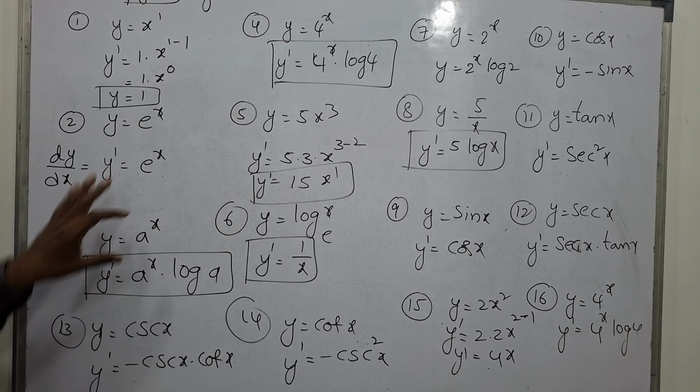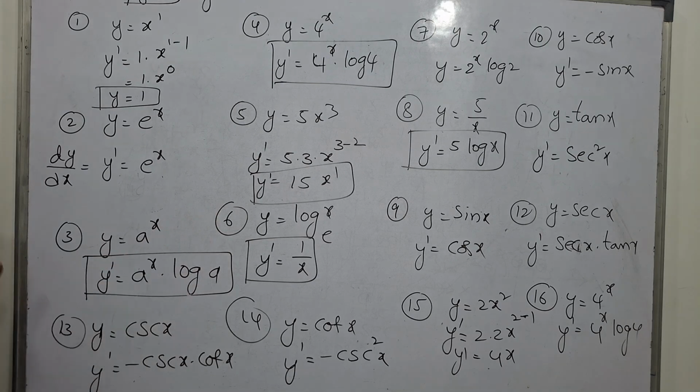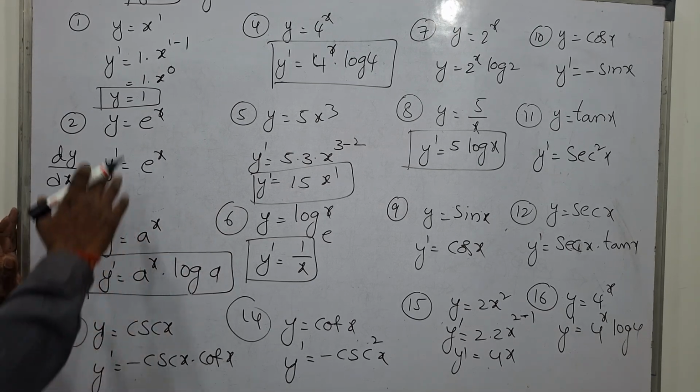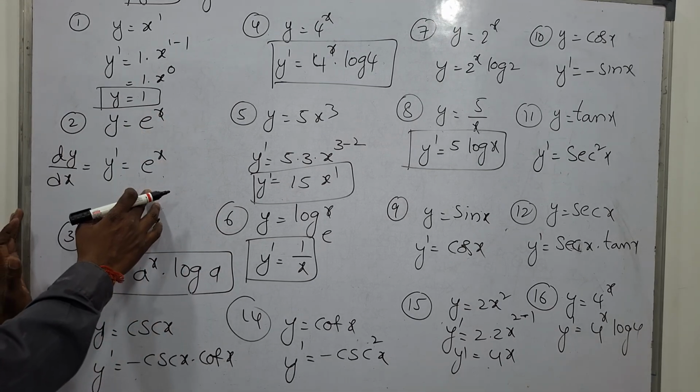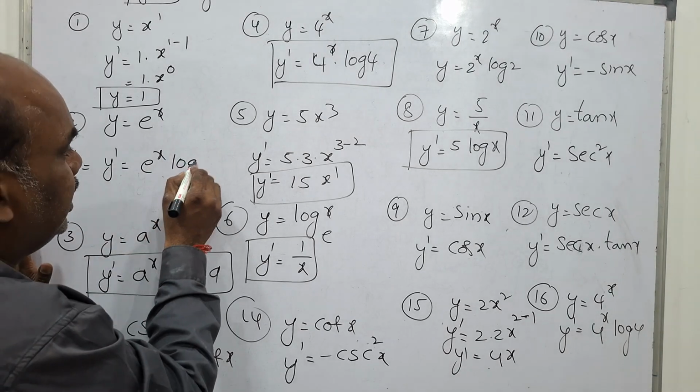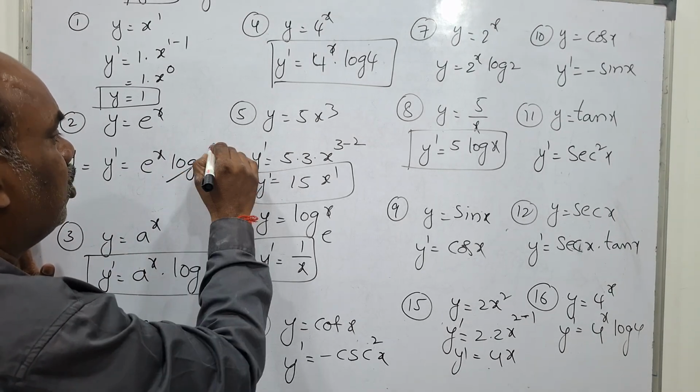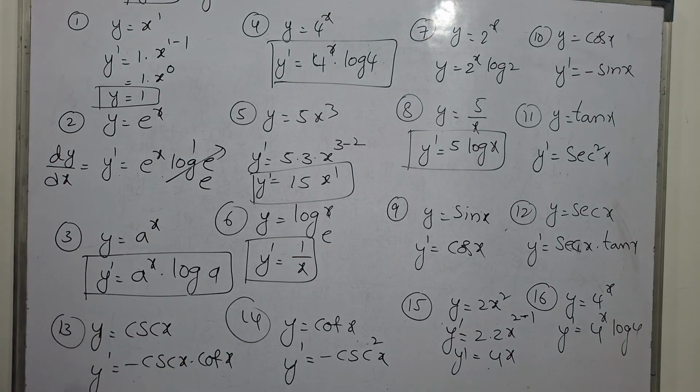Constant power variable, as it is a function, note down beside log a. A power x into log a. E power x only. E power x is nothing but e power x log e base e. Log e base e is nothing but 1 only. So directly you can write e power x.